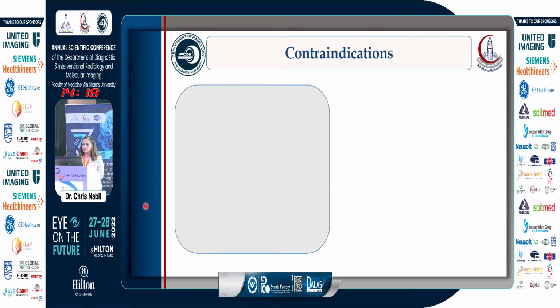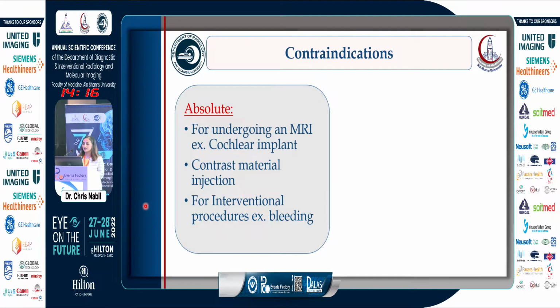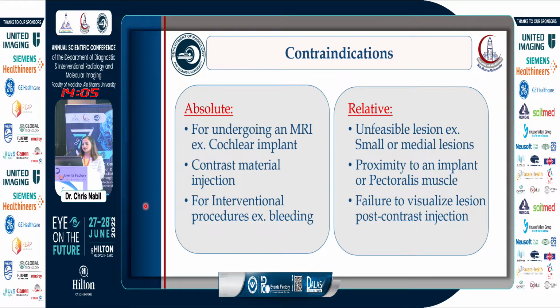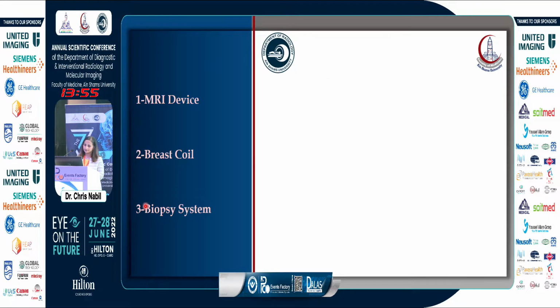The contraindications: we have absolute contraindications, including those of undergoing an MRI, such as a cochlear implant, injection of contrast material, or interventional procedures in general, such as an abnormal bleeding profile. The relative contraindications include an unfeasible lesion, such as a small or a medial lesion, the proximity to an implant or the pectoralis muscle, and failure to visualize the lesion after contrast administration on the day of the procedure.